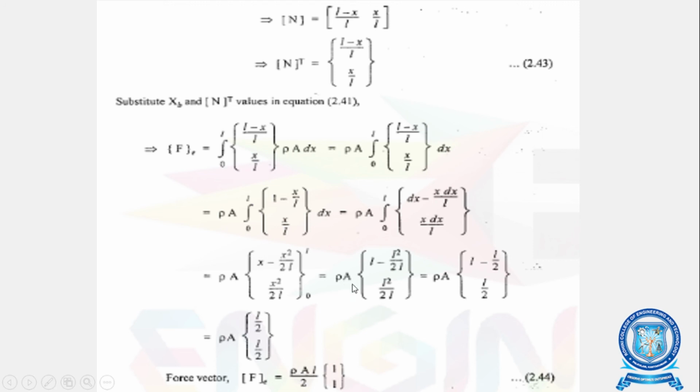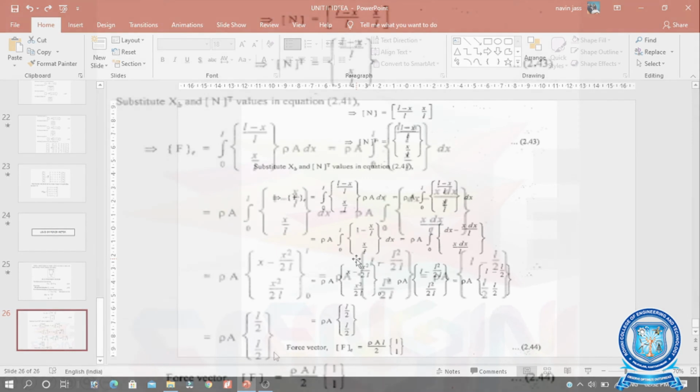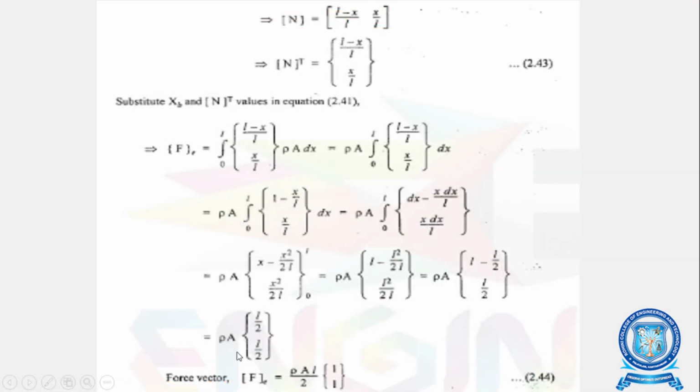Which is equal to rho A into [L minus L squared by 2L], which is equal to rho A into [L minus L by 2], which is equal to rho A into L by 2. For the force vector, F E is equal to rho A L by 2 times [1 1]. So the final output, to find the force vector, F is equal to rho A L by 2 [1 1]. Thank you.